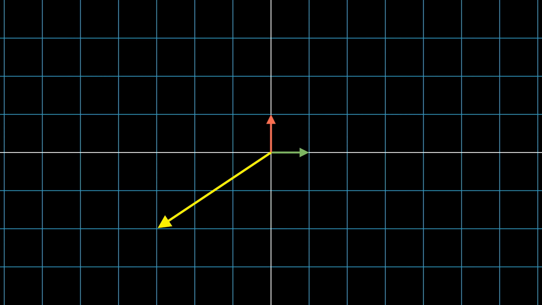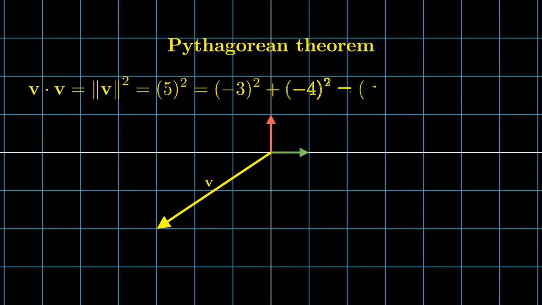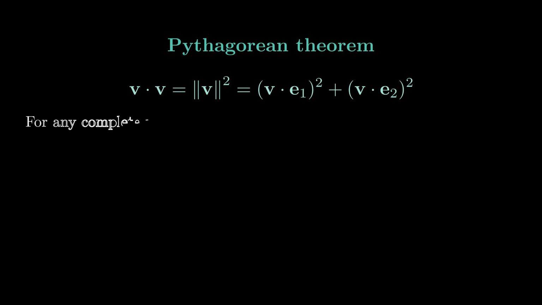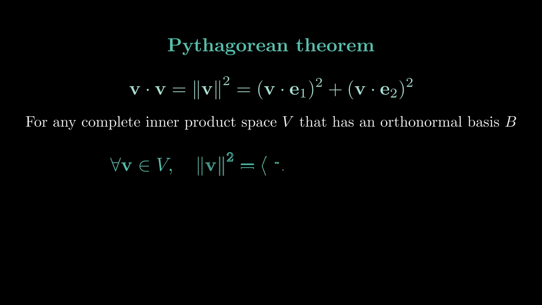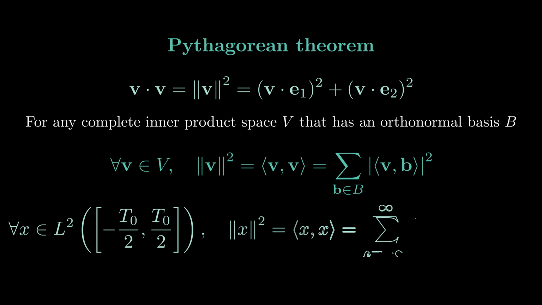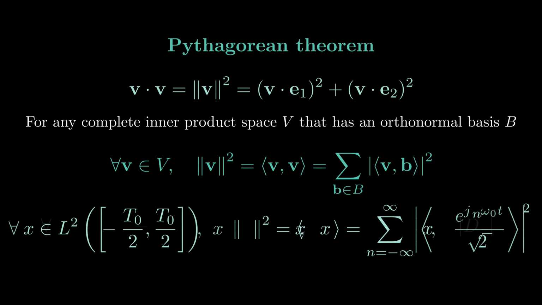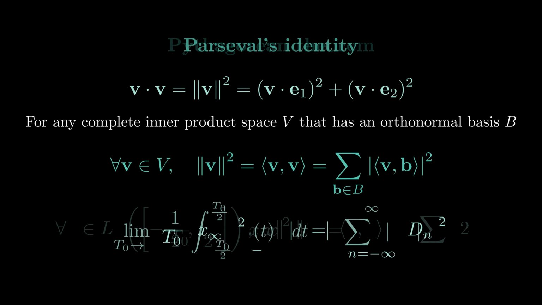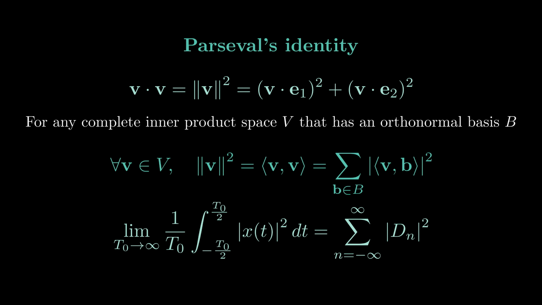One last surprising geometrical aspect of Fourier analysis is the generalization of the Pythagorean theorem to different function spaces. For any complete inner product space V that has an orthonormal basis, the squared norm of any vector in V is equal to the sum of the squares of its coordinates. This is called Parseval's identity, which is used in signal analysis to calculate the average power of signals, which is equal to the sum of the squares of the exponential Fourier series coefficients.